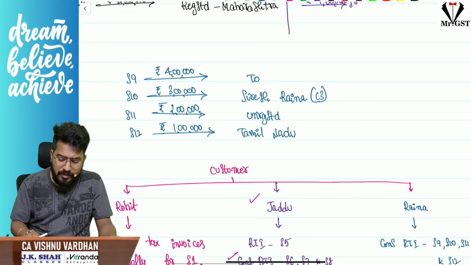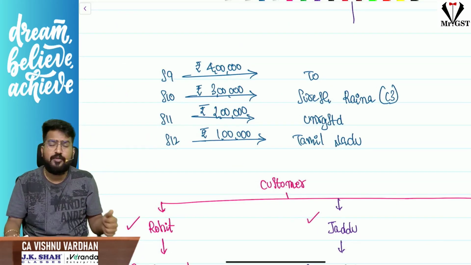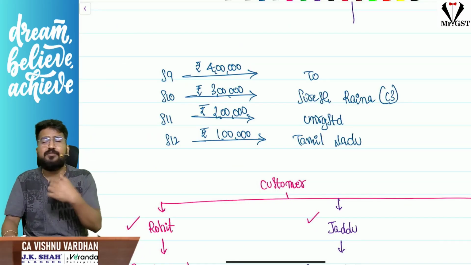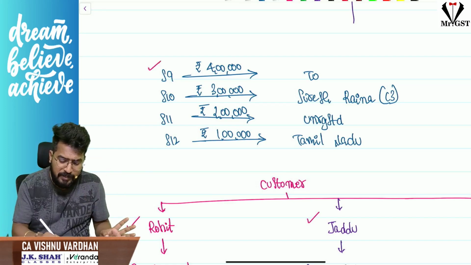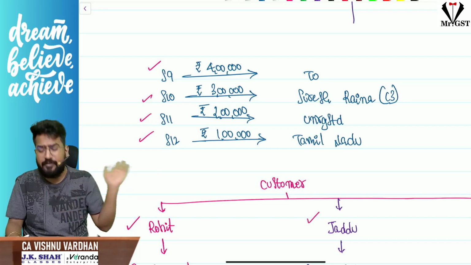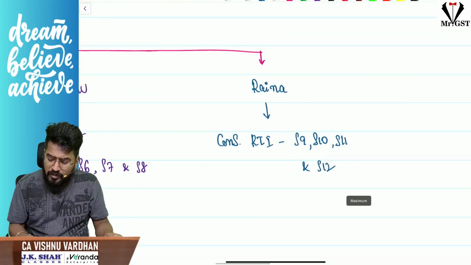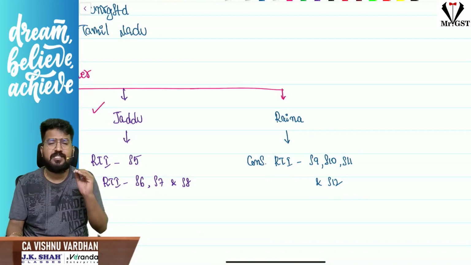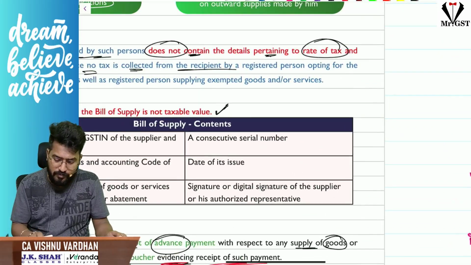And coming to Raina, sir, Raina is my customer from Tamil Nadu, unregistered. I am also from Tamil Nadu, but I am registered. Raina is unregistered, so it is B2C within the state. No matter what is the value of supply, please understand, no matter what is the value, you can happily consolidate everything. Am I clear? So here I will give to Raina one consolidated revised tax invoice for 9, 10, 11, 12, all the supplies. Hope it is clear.